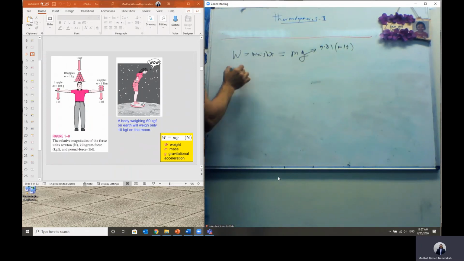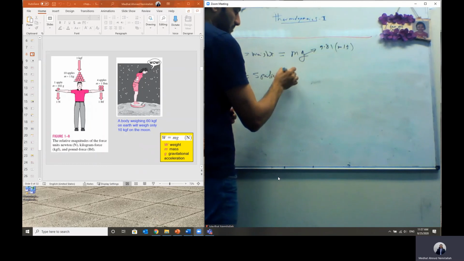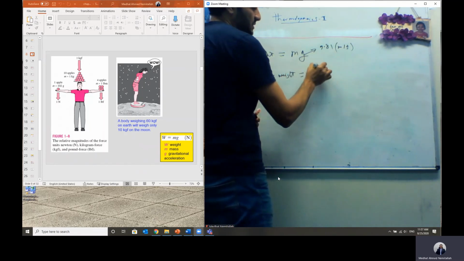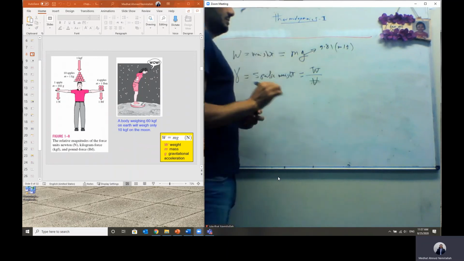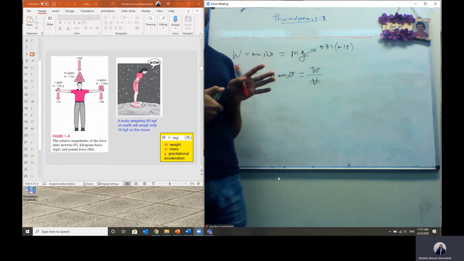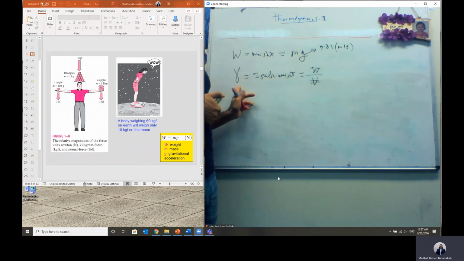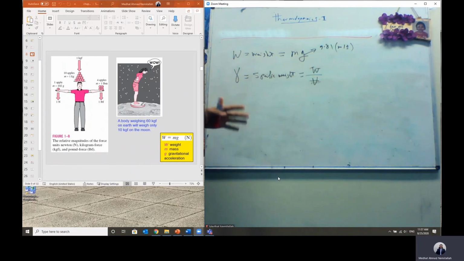But we have another property, which is gamma, called the specific weight. The specific weight is the weight per unit volume. Just be careful: in this course, any specific property, like specific volume, specific internal energy, specific enthalpy, anything, is the property per unit mass. Only we have a special case, which is the specific weight, gamma, which is the weight per unit volume. Any other specific property is per unit mass, not per unit volume.